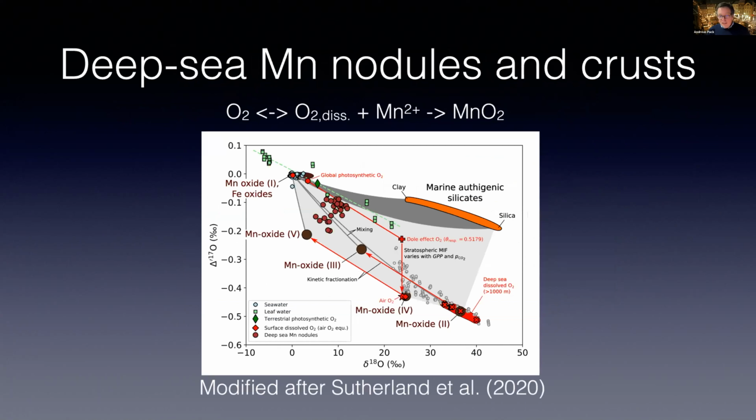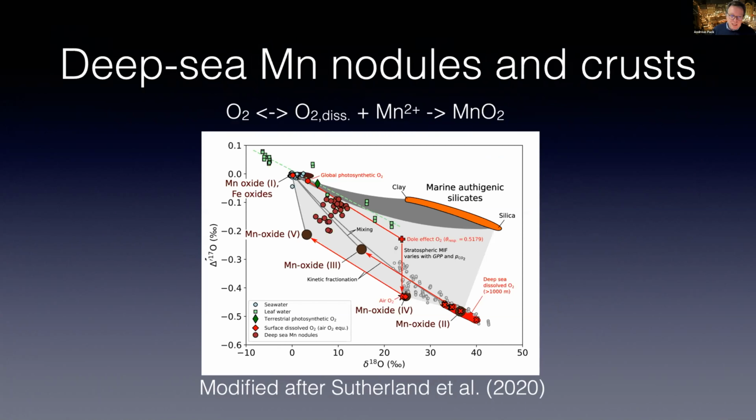Then recently, Sutherland et al. published a paper on deep sea manganese nodules. And there was a paper in the 90s by Mandanak et al. who demonstrated that apparently manganese 4 oxides preserve the isotope signal from the O2 that is needed to oxidize the manganese to manganese 4 plus.